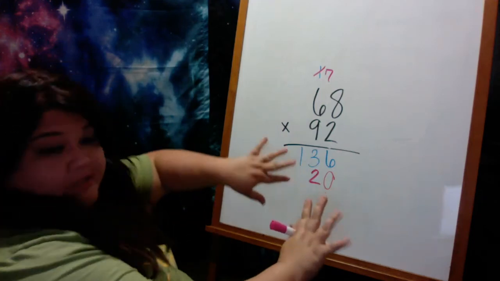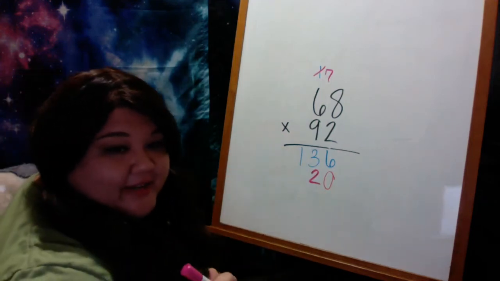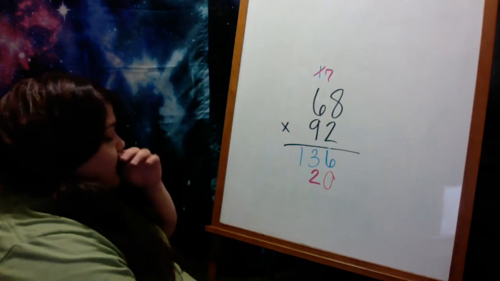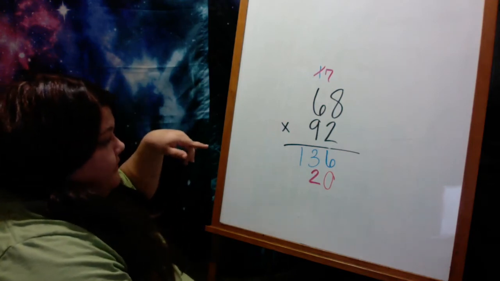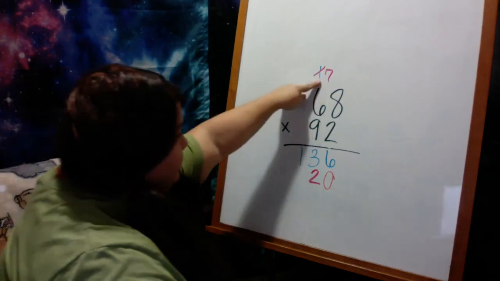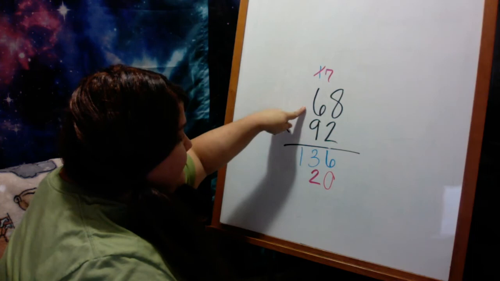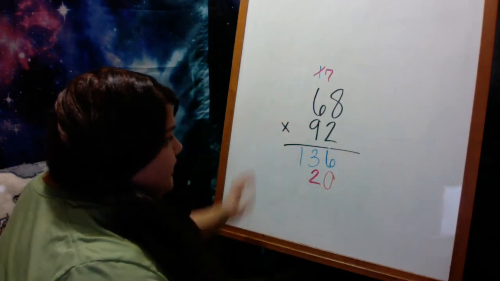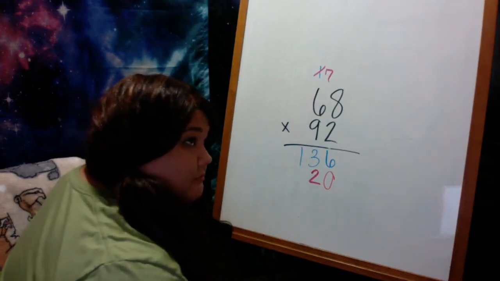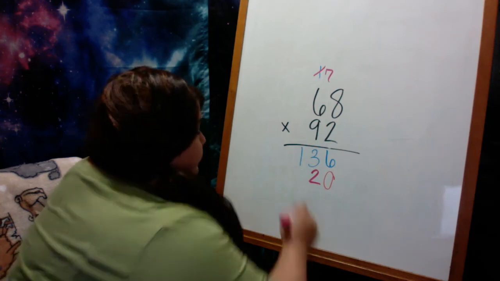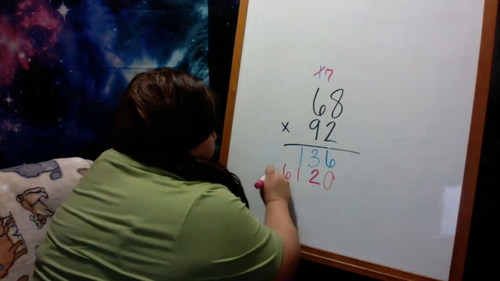If you don't know the finger trick and a family member does, go ahead and pause the video so you can learn it. It's a good trick just to always know your nines. Okay, so back to this. 9 times 8 gave me 72. I put my 2 and I carried my 7. Now I need to do 9 times 6. 9 times 6 is 54. And 54 plus 7 is 61. So put my 61 there.